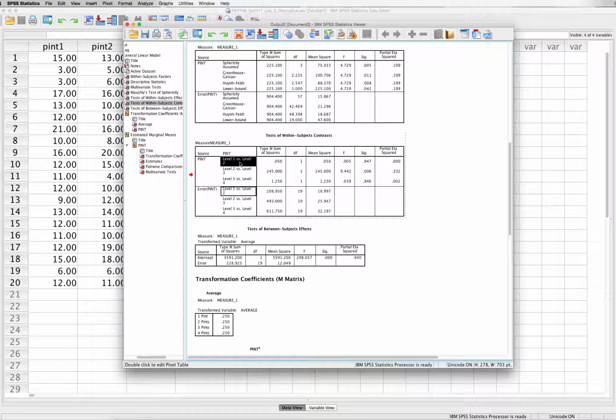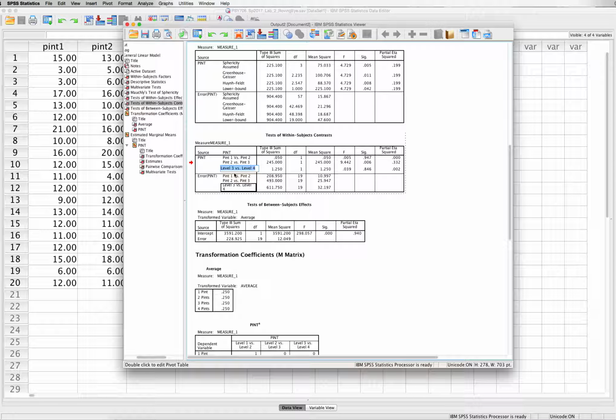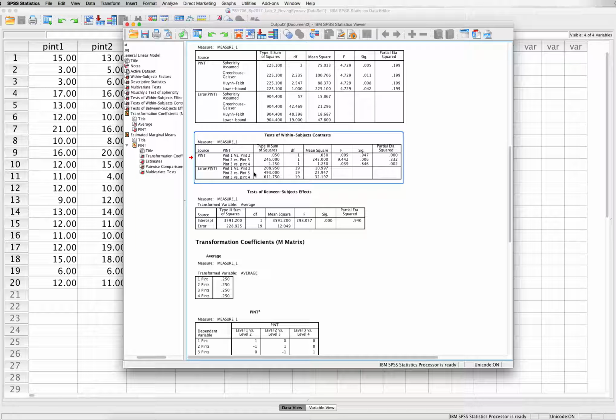So level 1 versus level 2 was pint 1 versus pint 2. I can write that here. I can do pint 2 versus pint 3, and pint 3 versus pint 4. So this changes everything in all the rows for that table, and it makes it easier for me to compare.